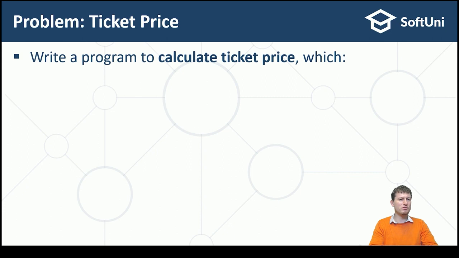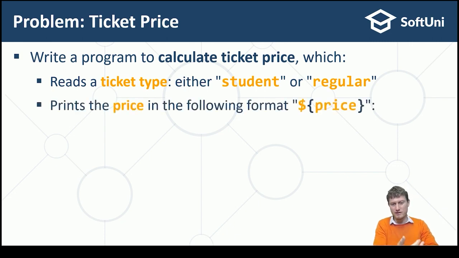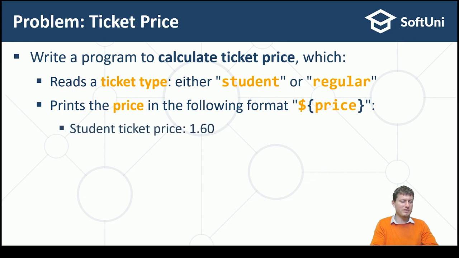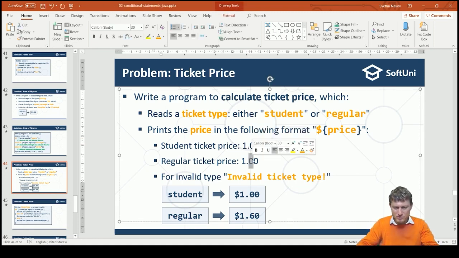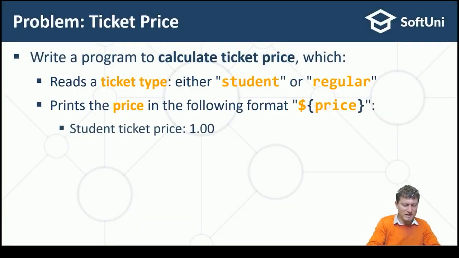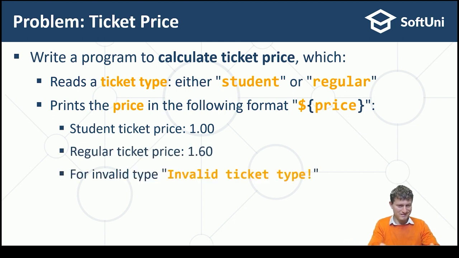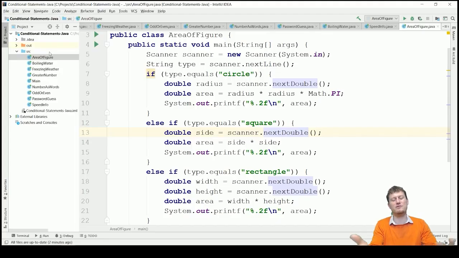Our next problem is called ticket price. It's about writing a program to calculate the ticket price, and the program reads the ticket type. It is either student or regular, and the price should be printed as $ and the price, like $60.0. So the student price is 1.00 and the regular price is 1.60. There is a mistake here, because student price should cost less than the regular price. Okay, and if the type is invalid, it's just invalid ticket type. So it's just a single if and printing.